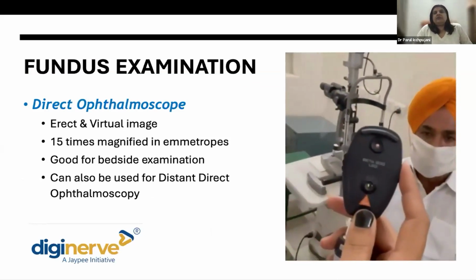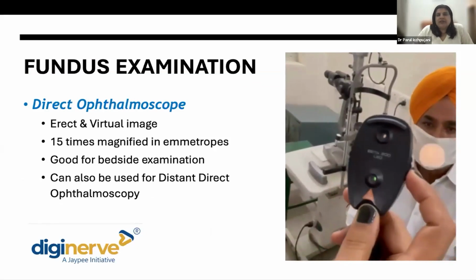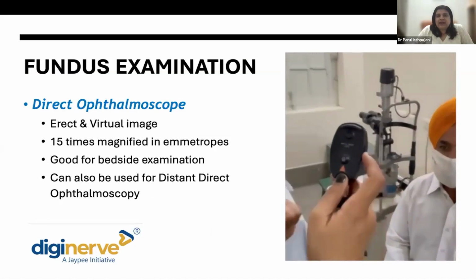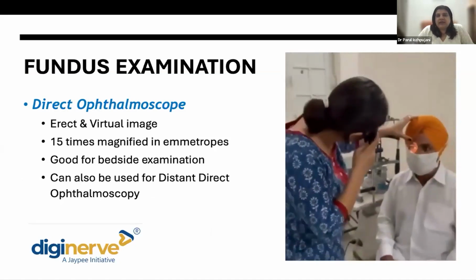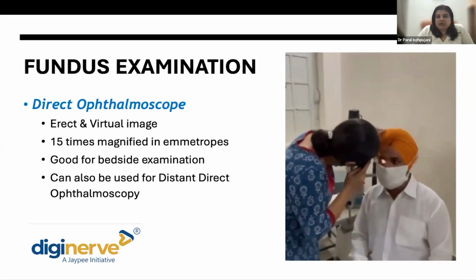Then comes the most important testing that we do after we have examined a patient on a slit lamp, the anterior segment. After that, we need to see the retina. The retina can be examined using several instruments, and one of the most common instruments for retinal examination is the direct ophthalmoscope, which can be used even at the bedside.